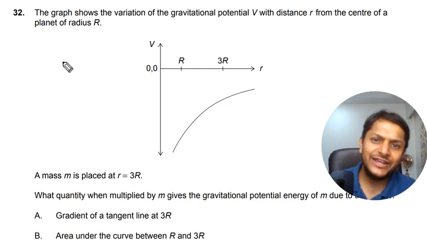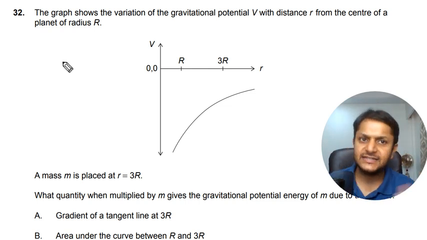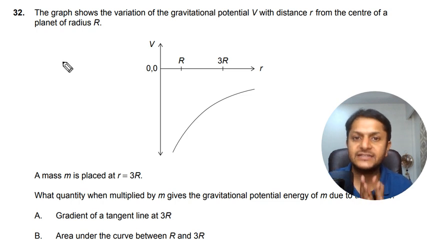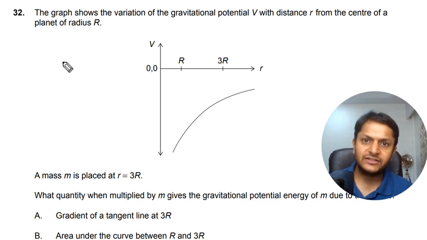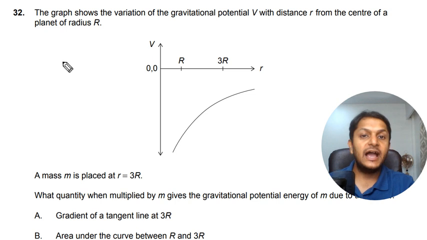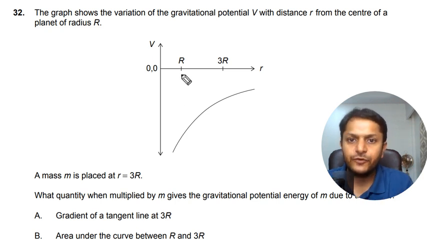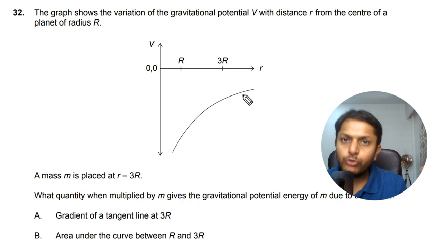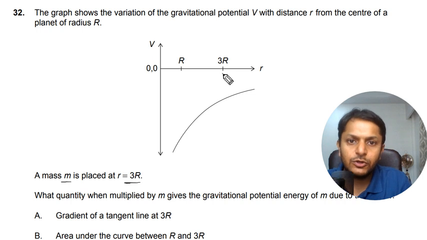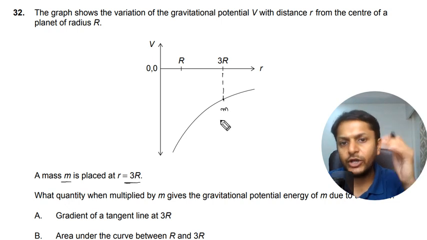The graph shows the variation of gravitational potential V with the distance r from the center of a planet of radius capital R. As I have already told you in my lecture classes, gravitational potential, as a thumb rule, is always negative. It can never have a positive value. So all the values will be negative, and they will start from the surface of the planet and move like this because there is a hyperbolic variation there. A mass m is placed at r equal to 3R, so this is the point where a mass m is placed.